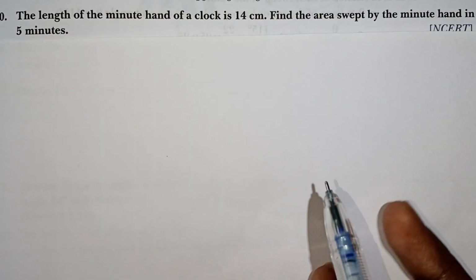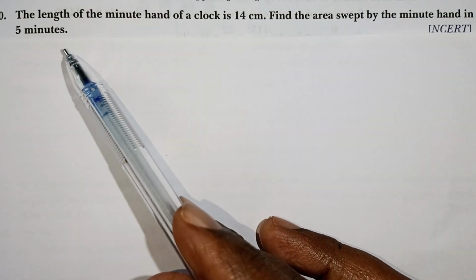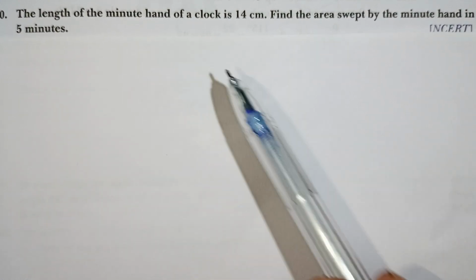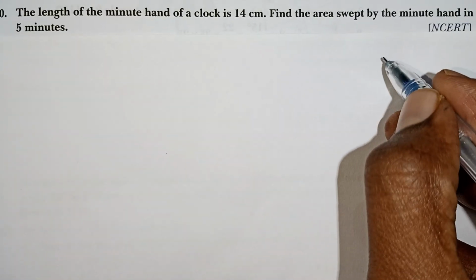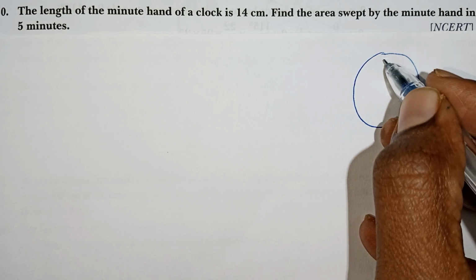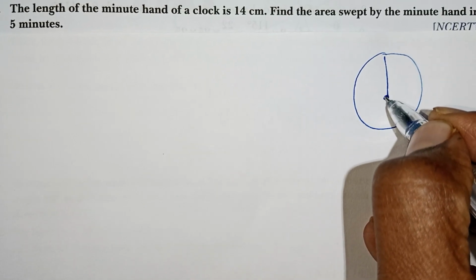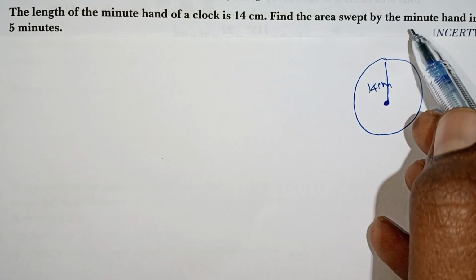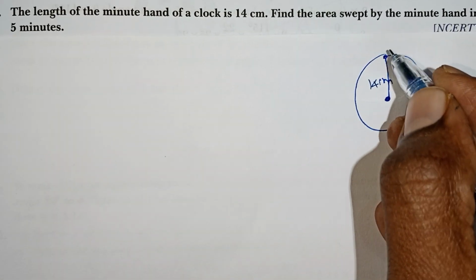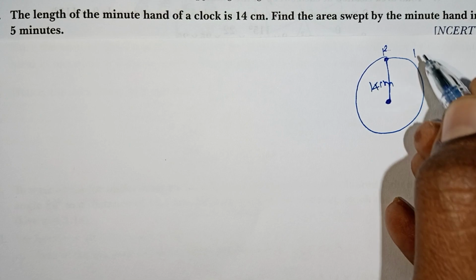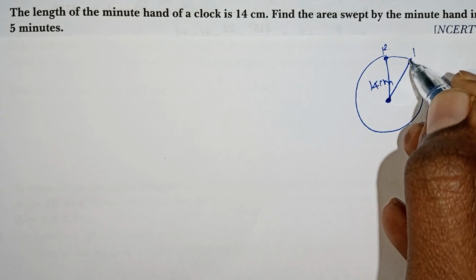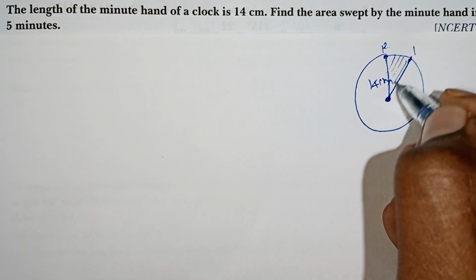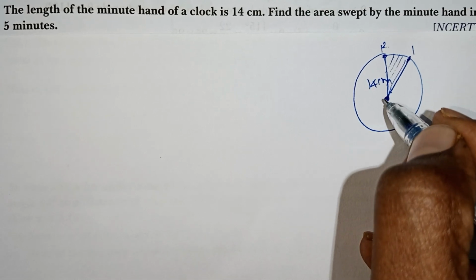Look at this question. This is an important repeated question. The length of the minute hand of a clock is 14 centimeters. So there is a clock, and we have a minute hand. The minute hand is long, so that is 14 centimeter long. The area swept by the minute hand in 5 minutes. So in 5 minutes, if this is number 12, when it reaches number 1, it will be 5 minutes. So what is the area covered in 5 minutes by the minute hand is our question.